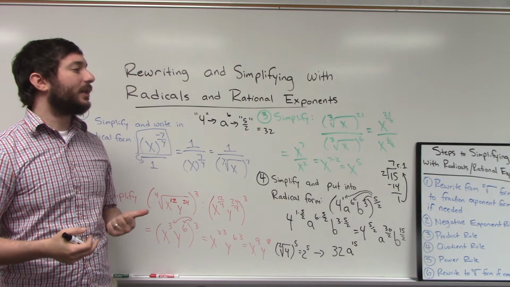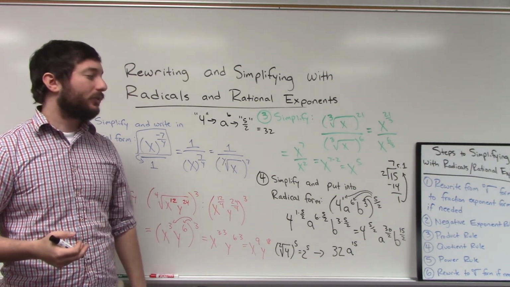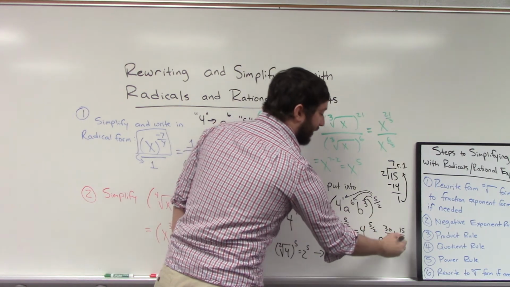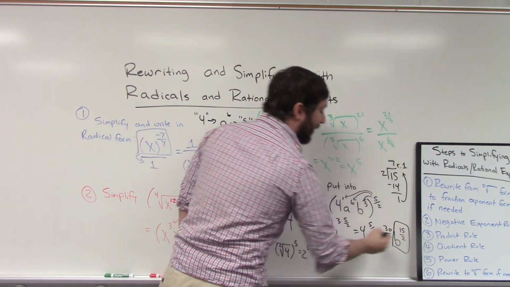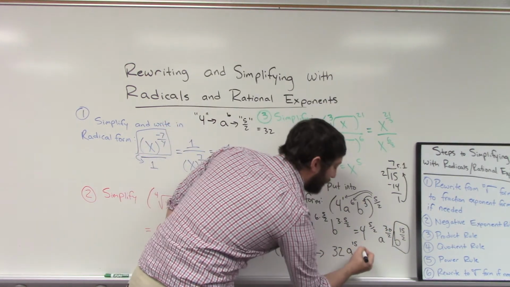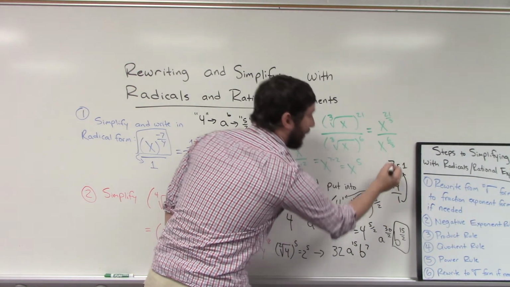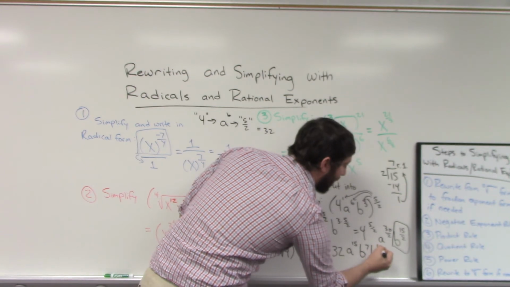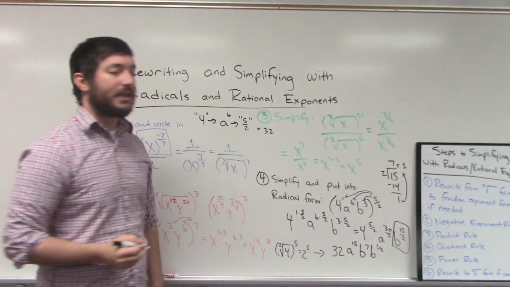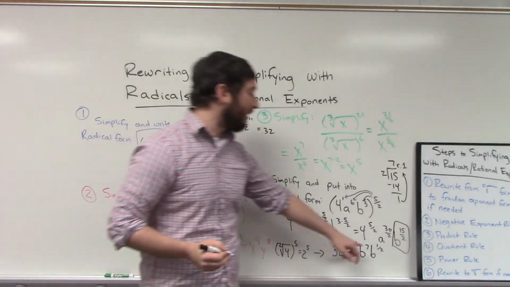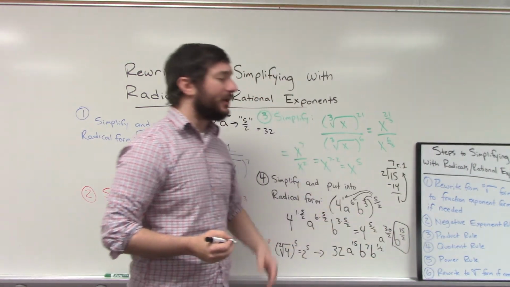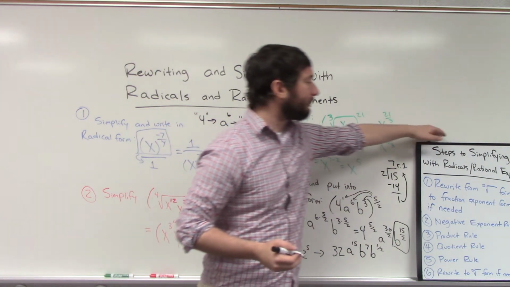It's helpful because it's going to be able to take us back to radical form. In other words, this right here is the same as b to the 7th power times b to the 1/2 power. B to the 7th power times b to the, that's your remainder, 1/2 power. How does this take us back to radical form?